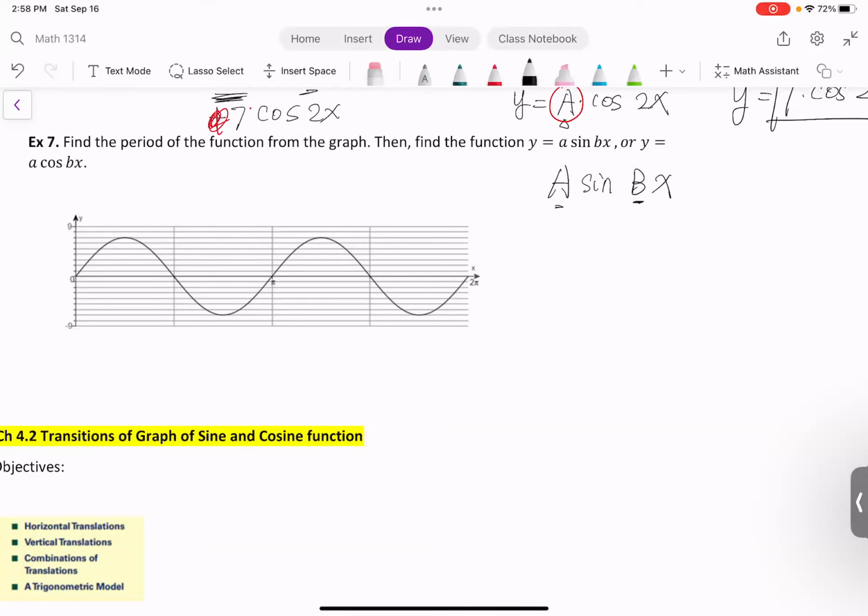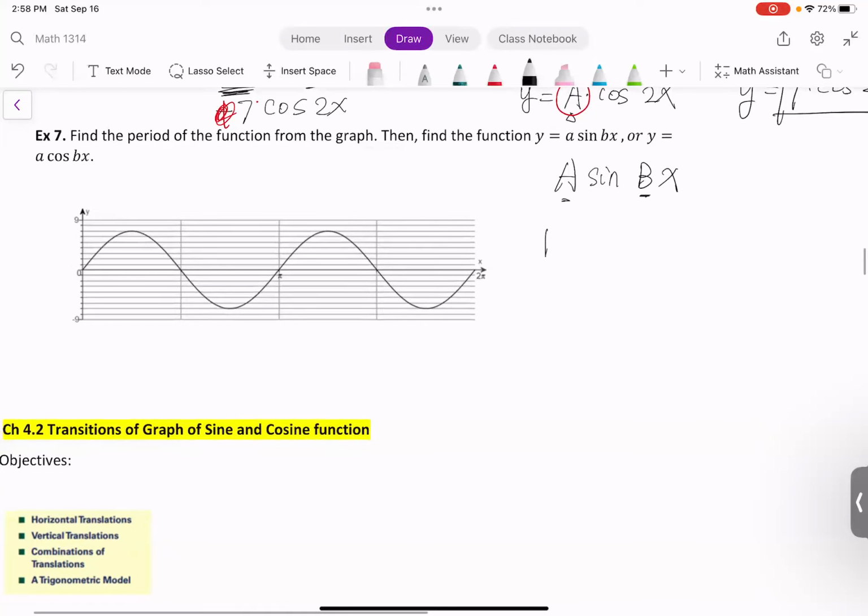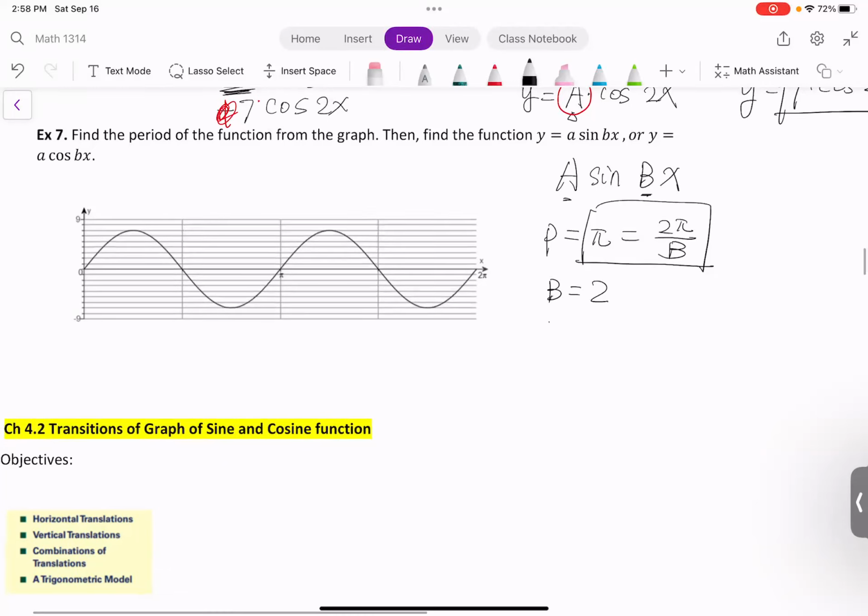I can find the b from the period. What is the period from the graph? From 0 to pi, and in the next cycle I have the same shape. So one full cycle is pi. From the graph, I can tell my period is pi. And from the formula, the period of sine and cosine equals 2 pi over b. Solve this with the same method as the previous example, and b equals 2. If b equals 2, I have a times sine 2x.